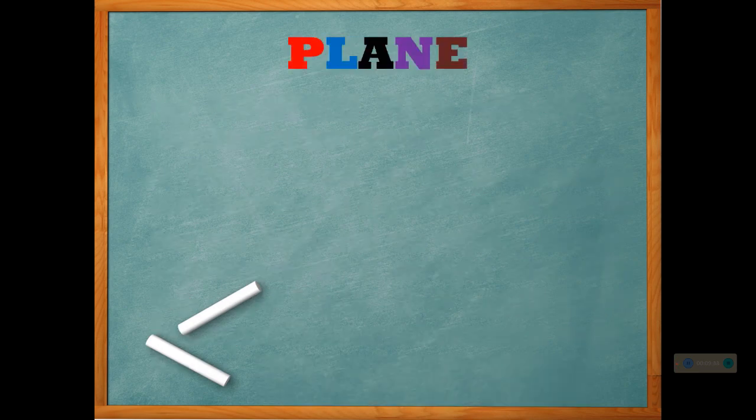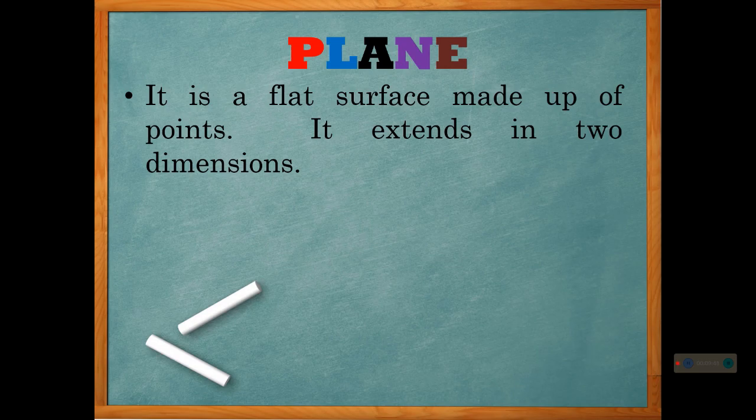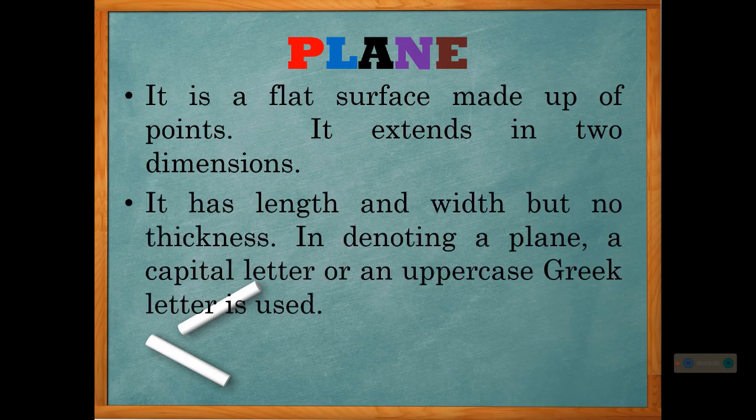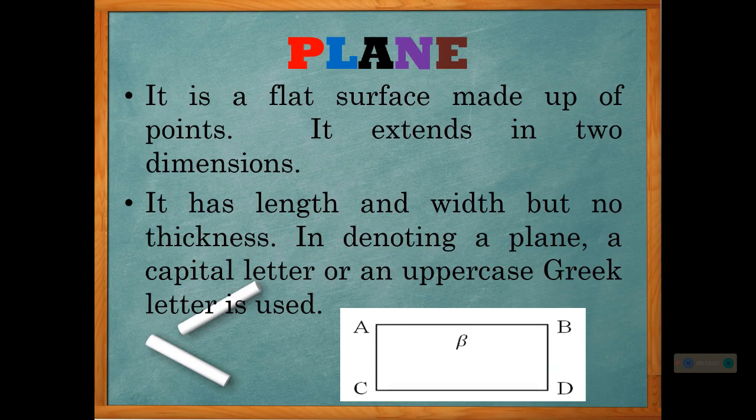Okay. Next, let's have now the plane. It is a flat surface made up of points. It extends in two dimensions. Okay, so that's why I have said earlier, it extends along the length and width. Okay, it has length and width but no thickness. In denoting a plane, a capital letter or an uppercase Greek letter is used. So we have here plane ABDC. Okay. And you may also name this plane beta. Okay.